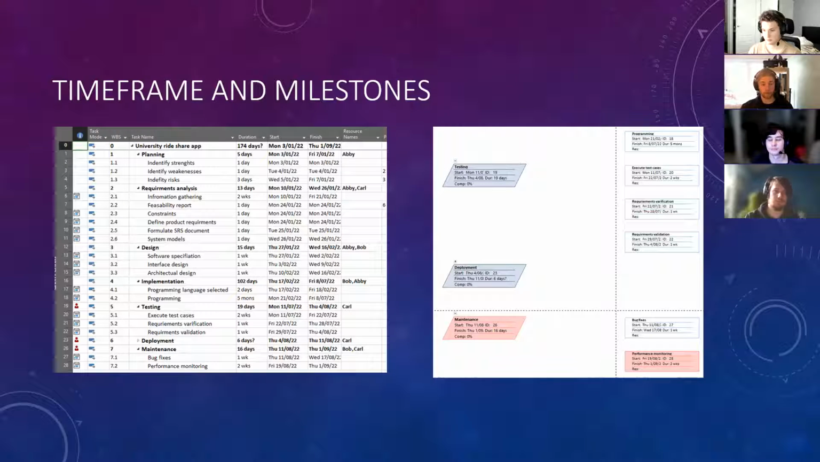Following this is the requirements analysis. This is where information gathering on our proposed app is explored and delved into, and this is also where the feasibility report is produced. It discusses the costs involved from the previous slides, such as salaries, pay rates per hour for the employees, and other costs involved with outsourcing. Then there's defining the product requirements, so that's the specifics of what the RideShare app will do.